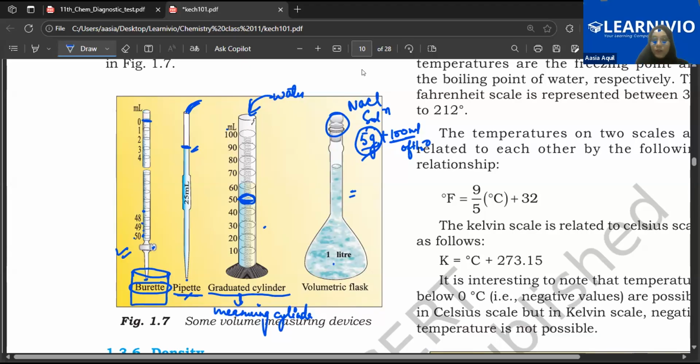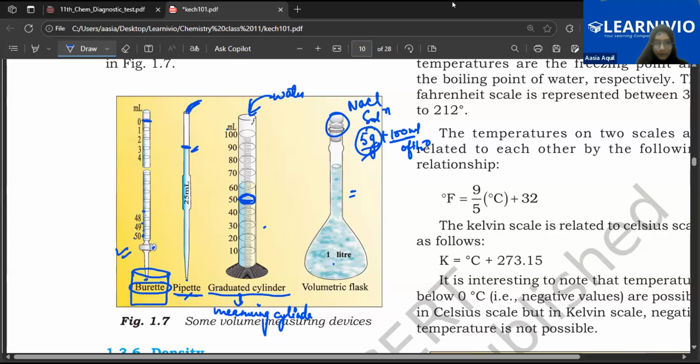So those are the different measuring devices used to measure the volume of a liquid or any solution. Right. So just remember: burette, pipette, measuring cylinder, and volumetric flask. Is it clear now? Yes, ma'am.